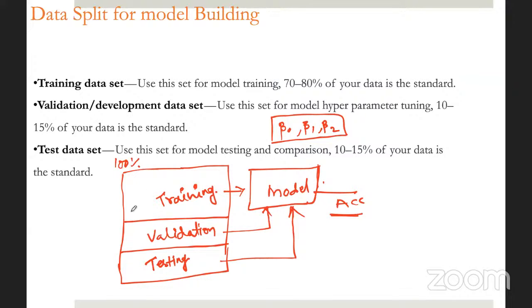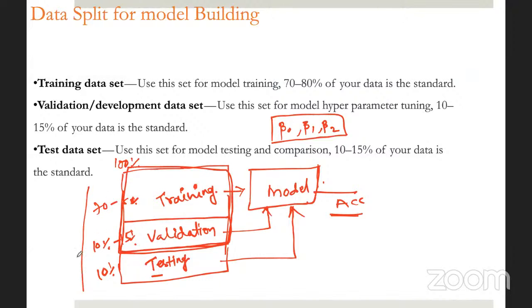And what is the proportion actually? The training data would be around 70 to 80%, the validation around 10 to 15%, and the testing also around 10 to 15%. This is the proportion in which you can divide the data set. Very often, we will not have these three parts. We'll combine training and validation, and we'll have training and testing data, with 70% into training and 30% into testing. Ideally we should do the three-way split, but practically, mostly we divide the data into training and testing, 70 and 30%.